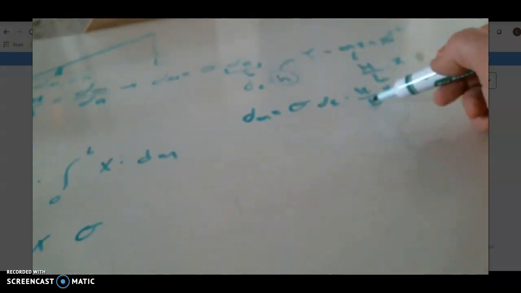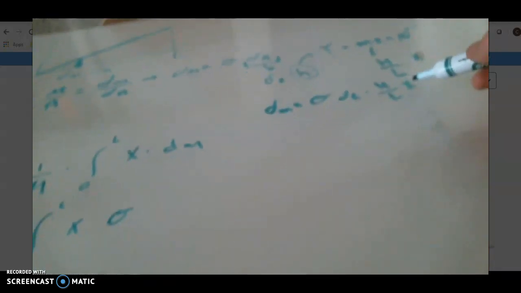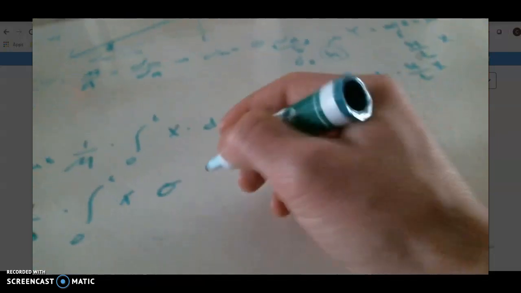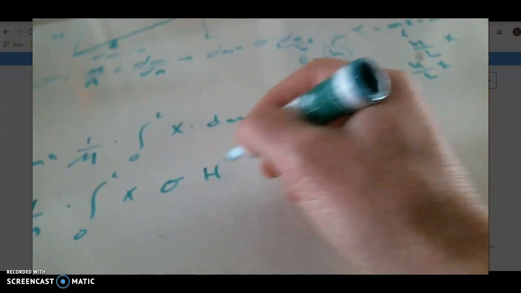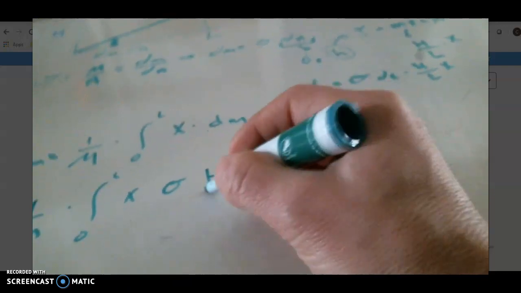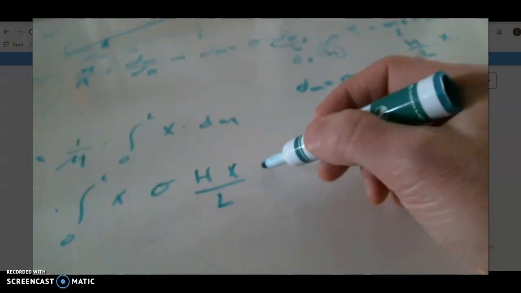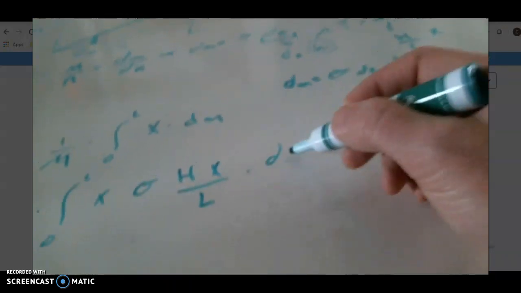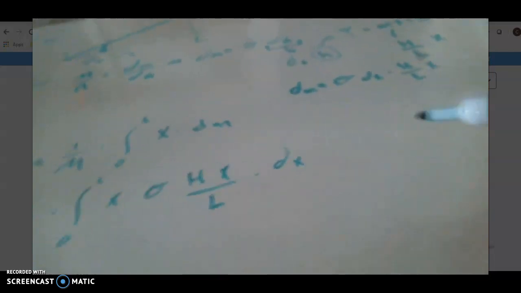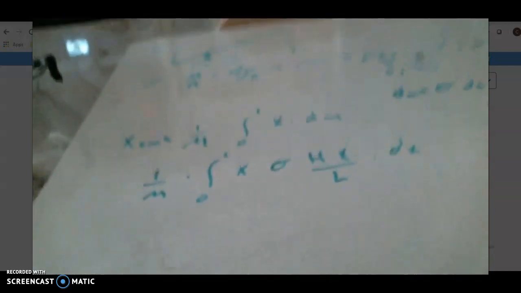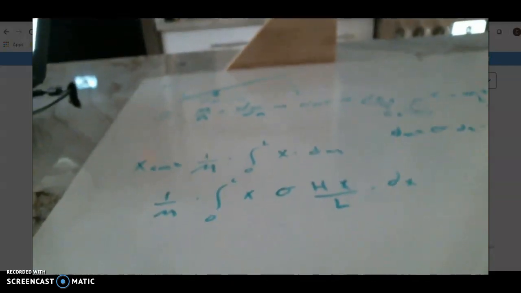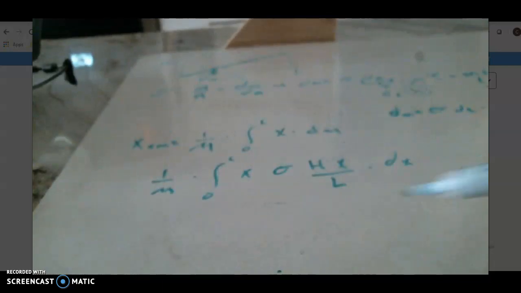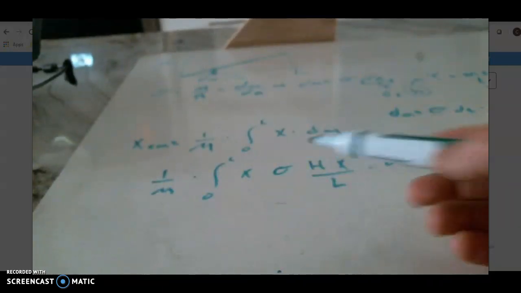I'm going to write the h over L first, x, and put the dx on the end. Sigma h x over L times my differential x, my base. Okay? So all of that then is what we will take the integral of in terms of x. So we can fish out all the constants. Remember, you can fish out constants.